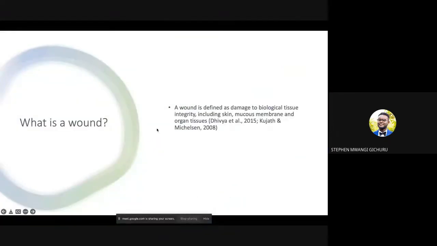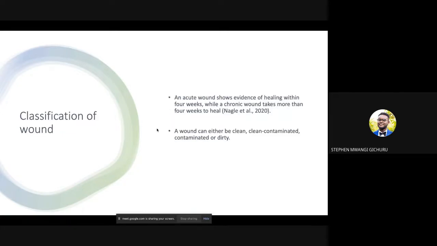So that's what I've written there. A wound is defined as damage to biological tissue integrity, including skin, mucous membrane, and organ tissues. So what both James and Abdallah were saying are true. You just combine it in that, and that's basically what it is. So at least we are all on the same page in what we're talking about.